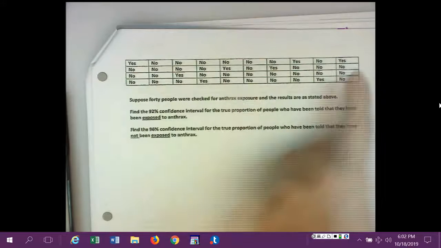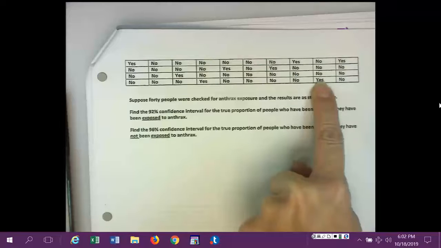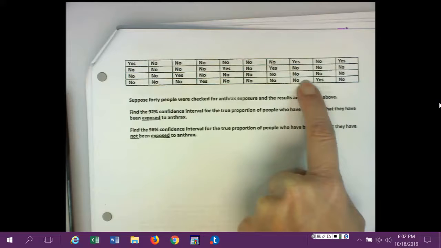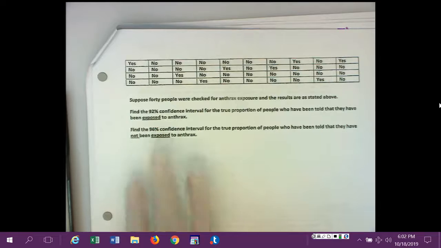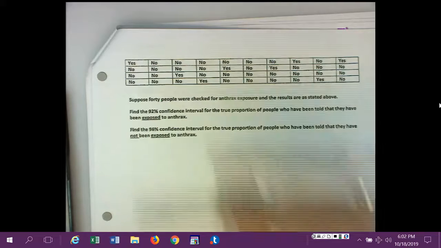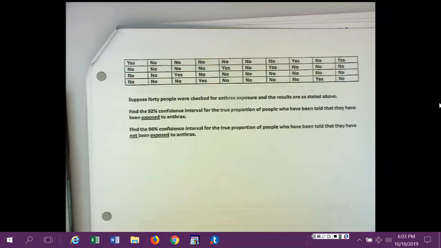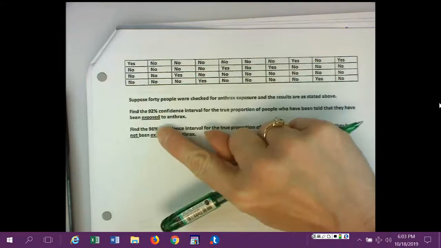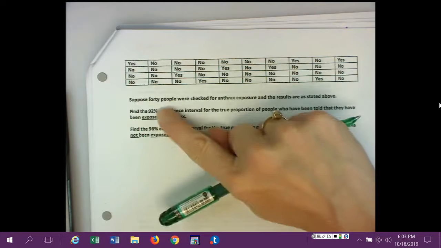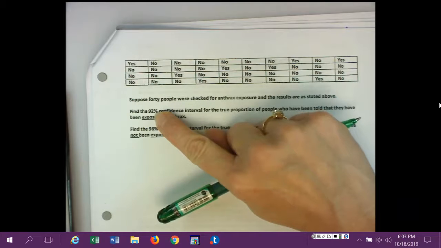And this is 40 different people and the results of their test. Yes, exposed. No, not exposed. That means the p-hat for each problem is going to be different. This one is all about exposure. This one is about those that are not exposed. Notice how I ask you to find the 92% and the 96%. Those are not one of the famous 4: 90, 95, 98, and 99.